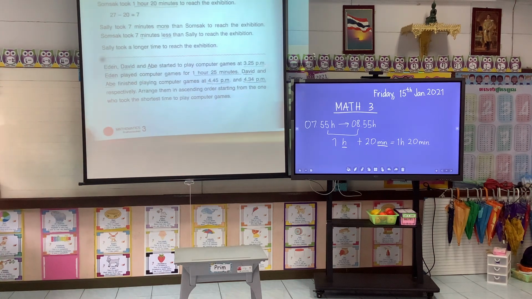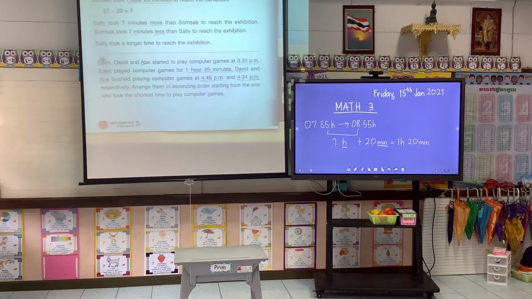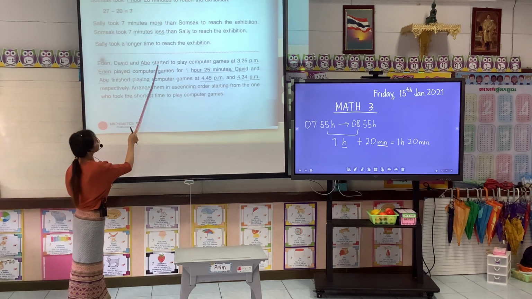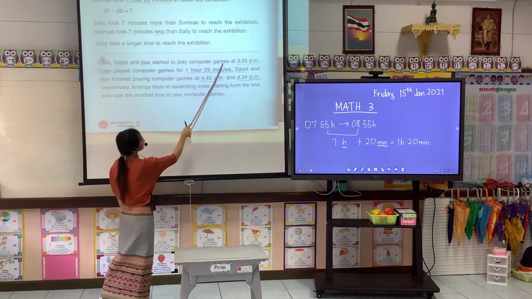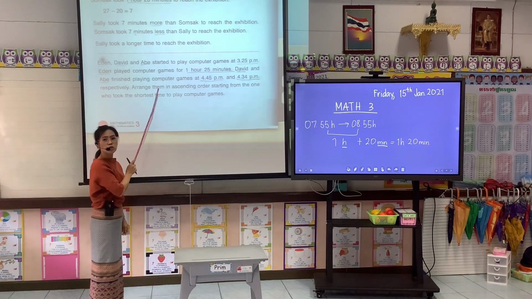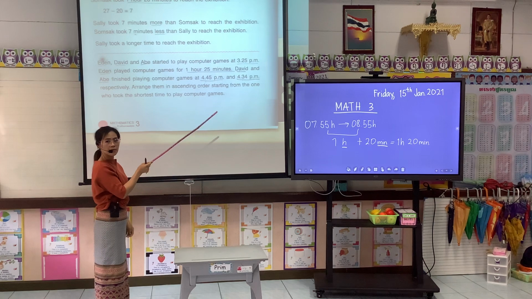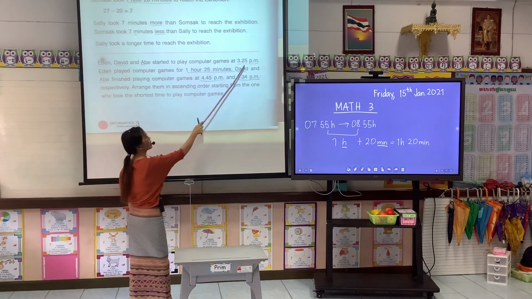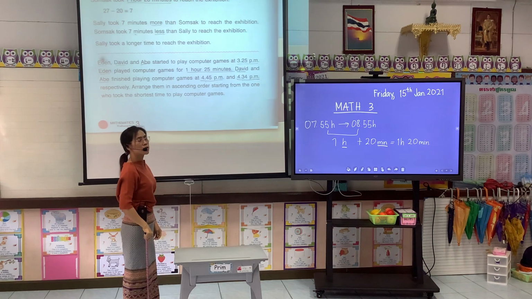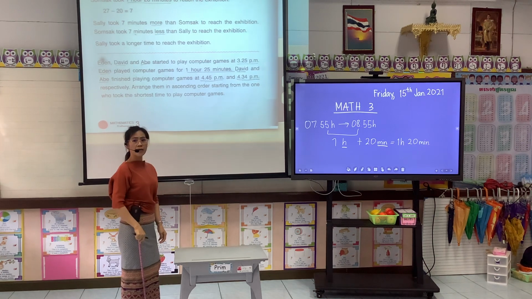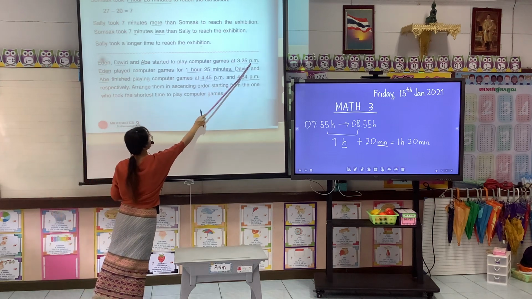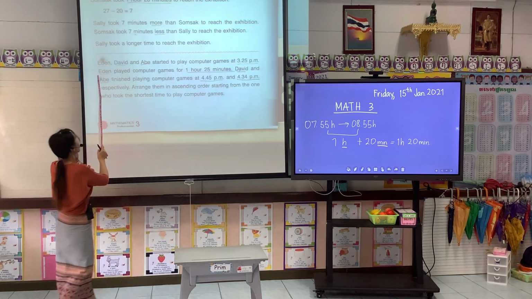Next one. Next problem. Eden, David, and Abby started to play computer games at 3:25 p.m. This one is in the 12-hour system. Do you notice why? We have the word p.m., post-meridian. A.m. is ante-meridian, morning. So p.m. means in the afternoon.